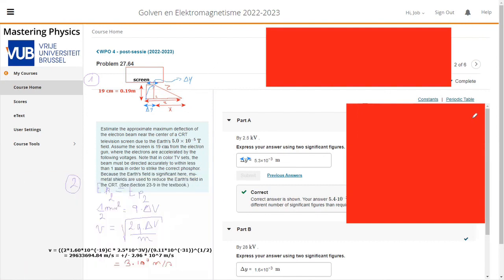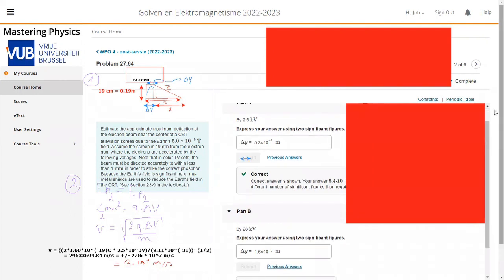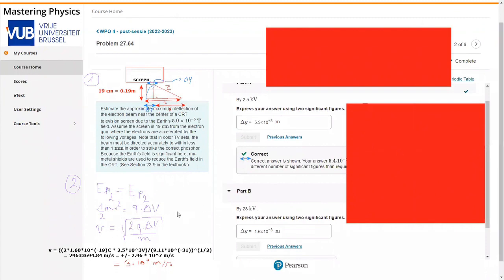Second step, I don't know if you can see it well. You have to use the same formula, conservation of energy, kinetic energy, and the potential difference. You have to make sure that velocity is equal to the root of this formula. Then I write the steps for you.